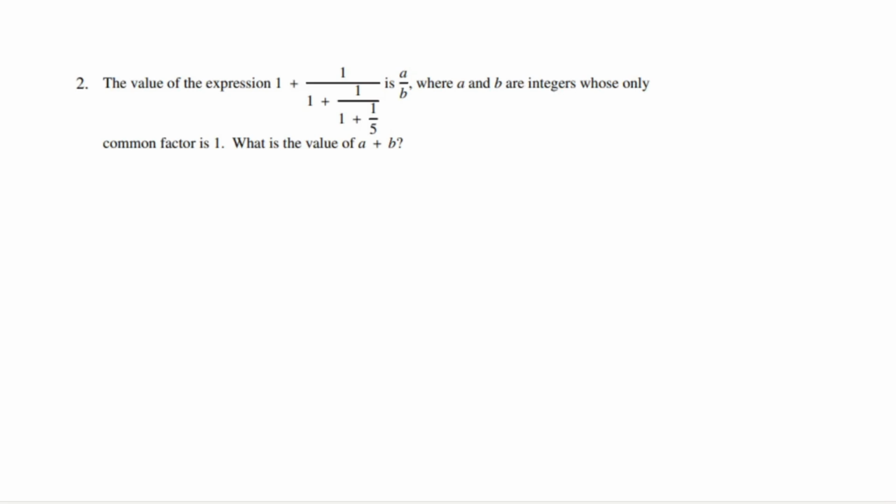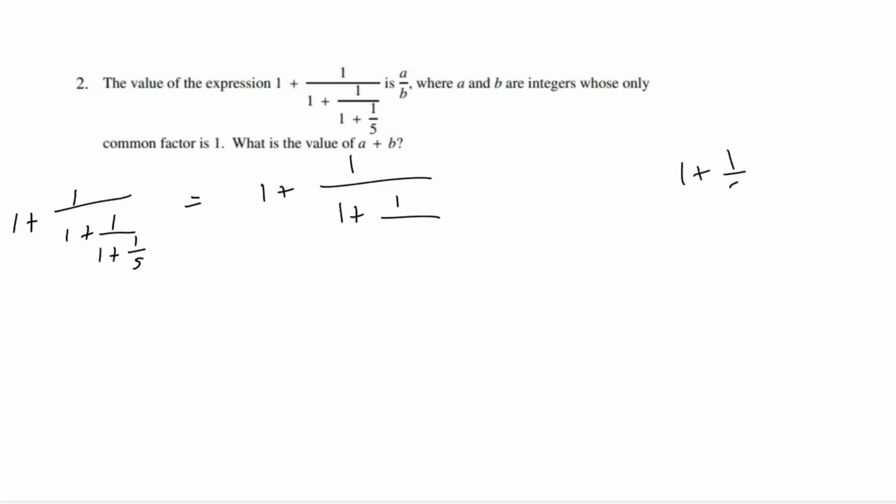First things first, I'm going to rewrite my question, which is 1 plus 1 over 1 plus 1 over 1 plus 1 over 5, correct? I'm going to simplify this part over here. So it will be 1 plus 1 over 1 plus 1 over, and when we simplify this part, remember 1 plus 1 over 5, if we do the common denominator, you would get 6 over 5. I'll show you that being done. It would be 5 over 5 plus 1 over 5, which gives us 6 over 5.